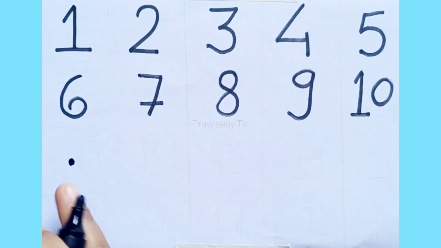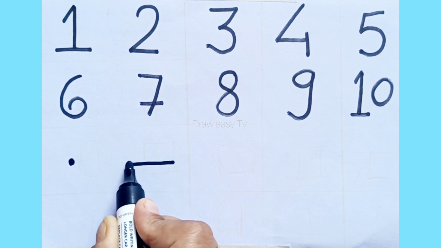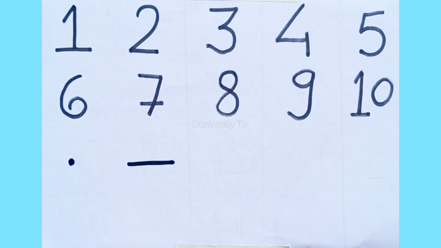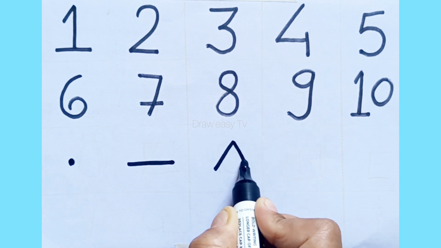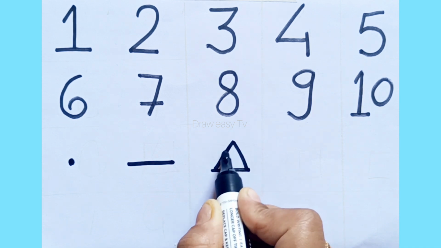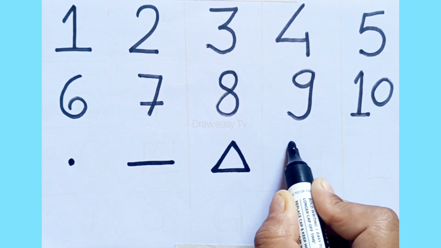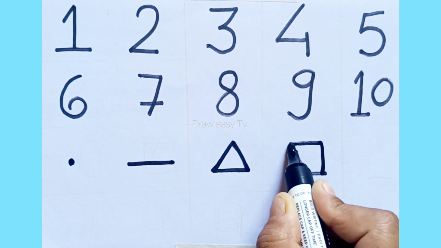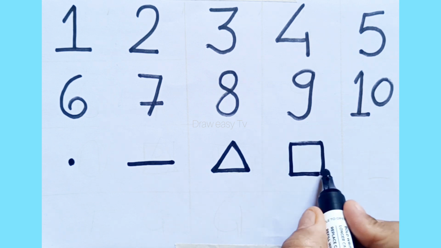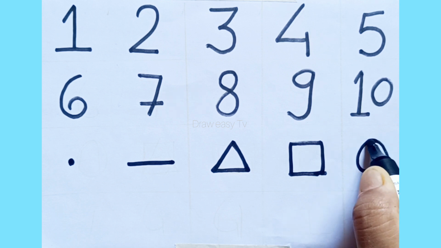It is dot. It's called dot. It's line. Triangle. Square. Circle.